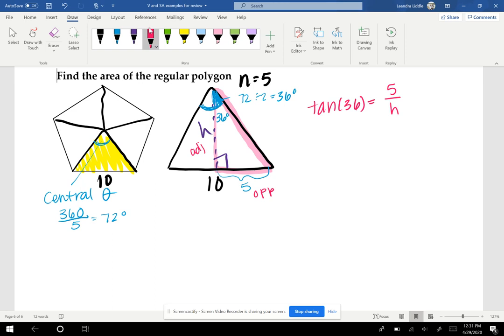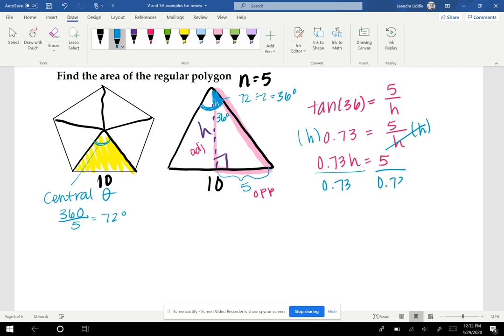Then the tangent of 36 with our calculator is 0.73, so 0.73 equals 5 divided by h. Ultimately, my goal is to get h by itself, but first I need to get it out of the fraction, so I'm going to multiply each side by h since that undoes the operation. Then I'm left with 0.73h equals 5. Now I want to get h by itself, so I'm going to divide each side by 0.73. I get that h equals 6.85. So the height of this triangle from our pentagon is 6.85.